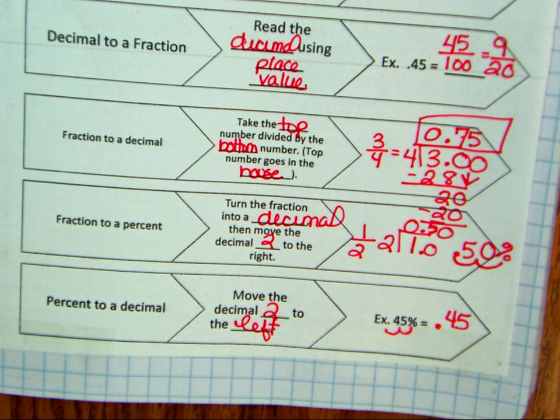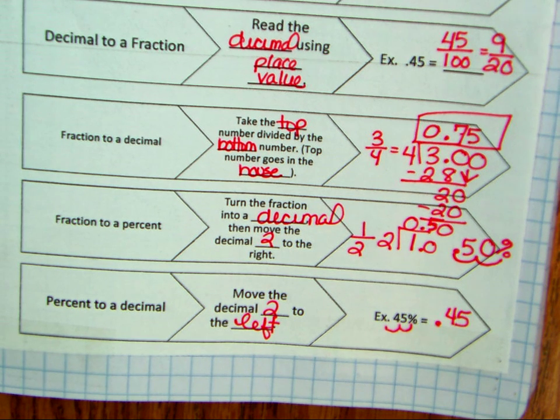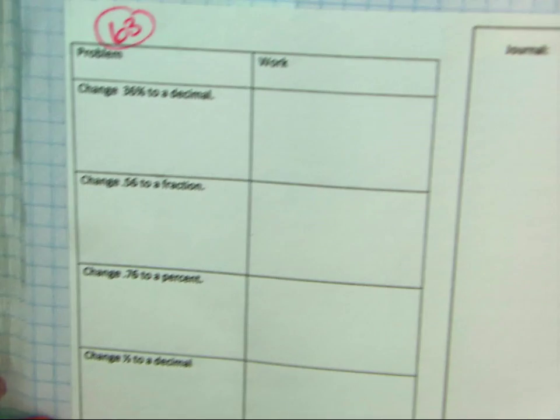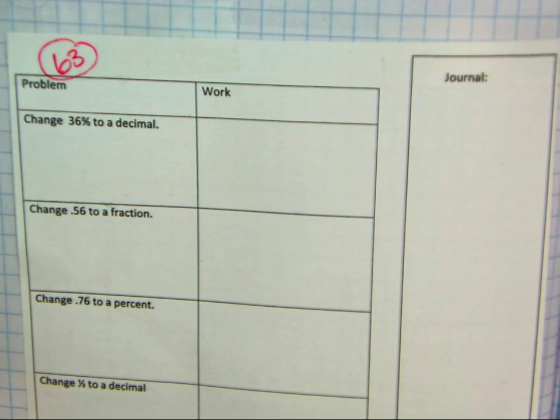A couple other ways you could do this. You could take the percent and make it into a fraction, 45/100. You could then know that 45/100 is 45/100ths, and you could write it that way as well. So really you can go any way you need to convert, but just understand those are the main rules. All right, so what we're going to do now is go to page 63, and we're going to do some practicing.